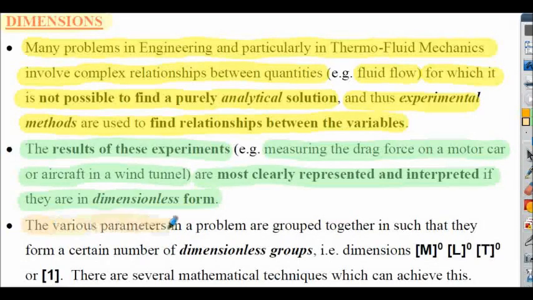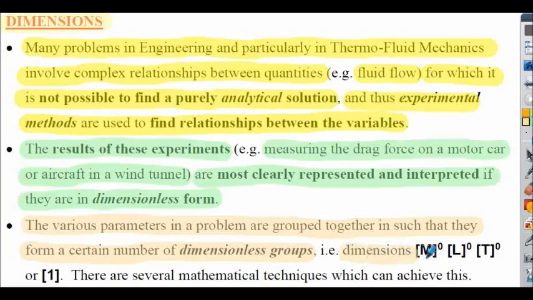The various parameters in a problem are grouped together in such a way that they form a certain number of dimensionless groups. That is written as dimensions M to the 0, L to the 0, T to the 0, or simply as 1. There are several mathematical techniques that can be used to achieve these dimensionless groups. We'll just review one technique within this presentation.